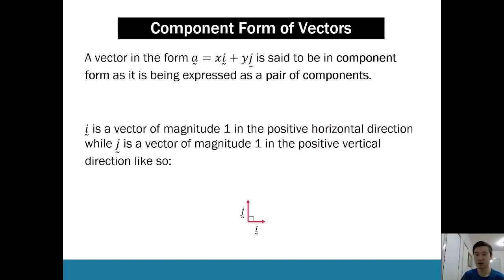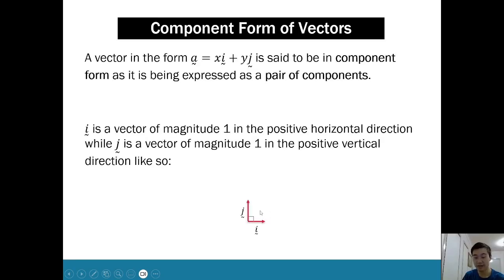So in vectors, you guys also learned about component form. So when we have a vector being expressed in terms of i and j in a pair of components, that's said to be in component form. And i and j are special unit vectors where they're perpendicular and i is defined to be a vector of magnitude 1 in the positive horizontal direction like that. And j is a special unit vector in the positive vertical direction like so. So you can express any vector as a sum of components in terms of i and j.